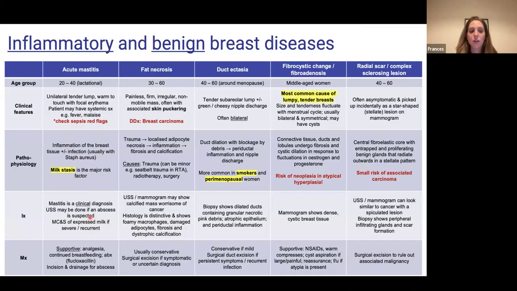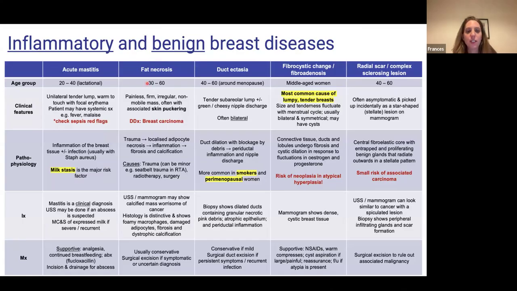Typically, this is a clinical diagnosis. If you suspect that there's an abscess underlying the mastitis, then you might consider an ultrasound, and then you might be thinking about incision and drainage. But this is often not needed. Sometimes you can do microscopy, cultures and sensitivities of the milk itself if they're getting severe infections or if it's recurrent.